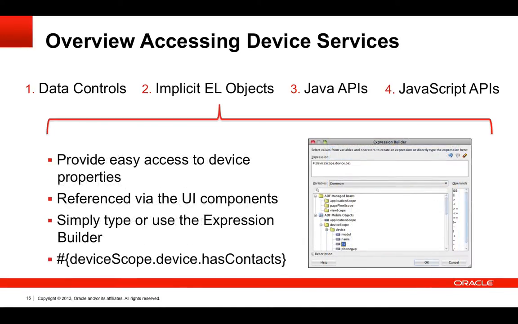The second mechanism is EL, or expression language. Through EL, an explicit device scope object is available to allow developers to query the device services. For example, for the contact services, as you can see at the bottom here, we have hash curly brace device.device.hasContacts, which returns a true or false to say, does this device actually have an address book or a contacts list that you can work with? And you could use this to enable and disable the facilities for the user to access.